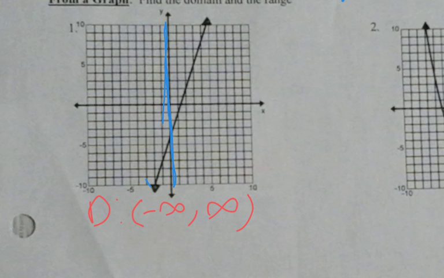Okay, so now if we're looking at the range, that's all the y values contained in the graph. And again, we have arrows on both ends, meaning it goes to infinity and beyond. So you guessed it, parentheses, negative infinity, comma, infinity, and that is your range for question 1.